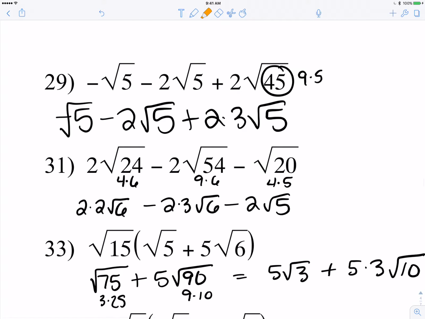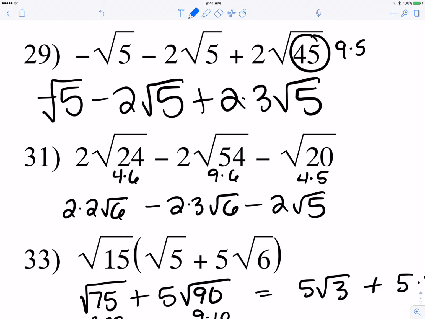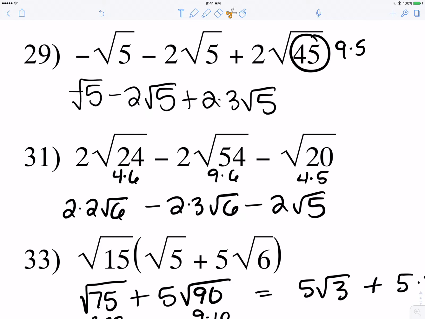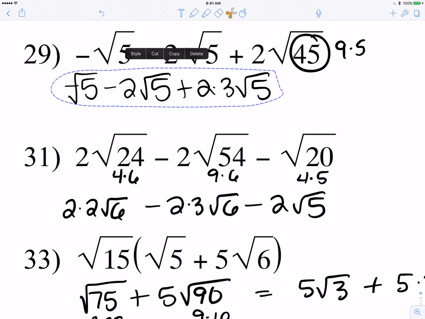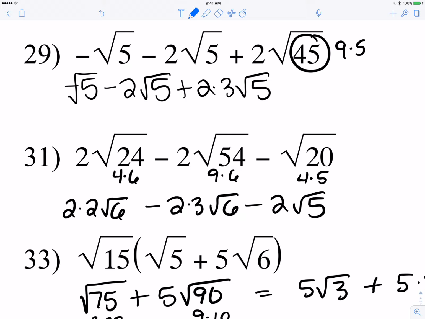All right, number 29. We have 45 is the only one of these that can break up. 45 breaks up into 9 times 5. So we have negative square root of 5 minus 2 square roots of 5 plus 2 times 3 times the square root of 5. Because we took the square root of 9, it came outside as 3.